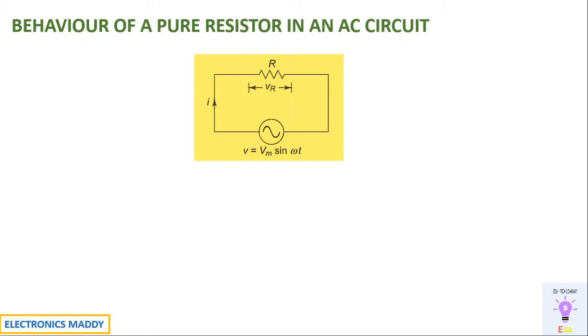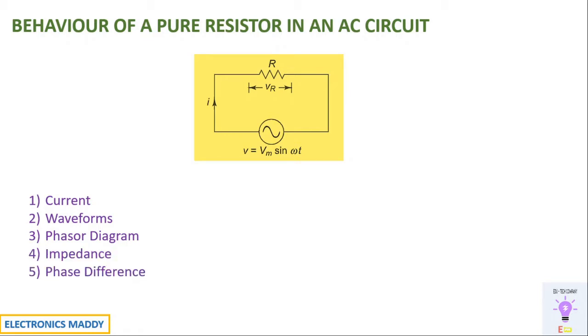So let's look at the various factors that we are going to discuss. We're going to talk about the nature of current and the waveforms of voltage and current for a resistor. We're going to check how the phasor diagram looks, what impedance is offered by a pure resistor, and what the phase difference is. We're going to check the power factor associated with a pure resistor in an AC circuit, and at last we're going to calculate the power.